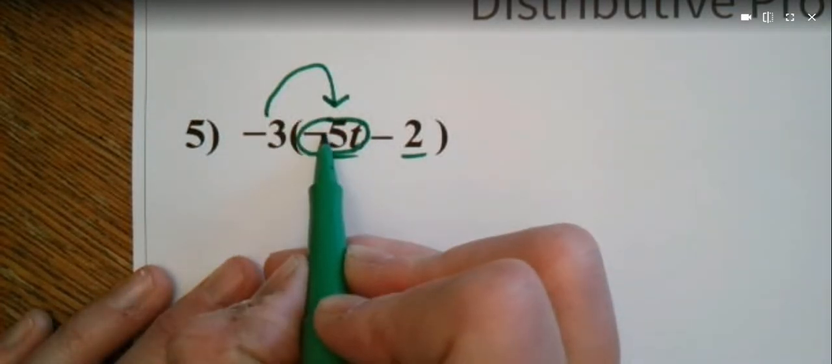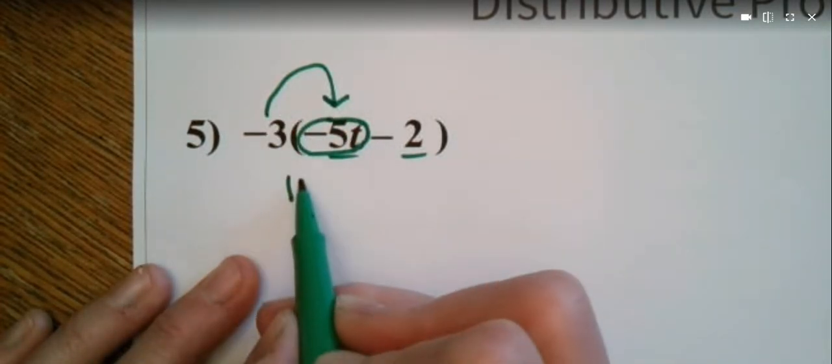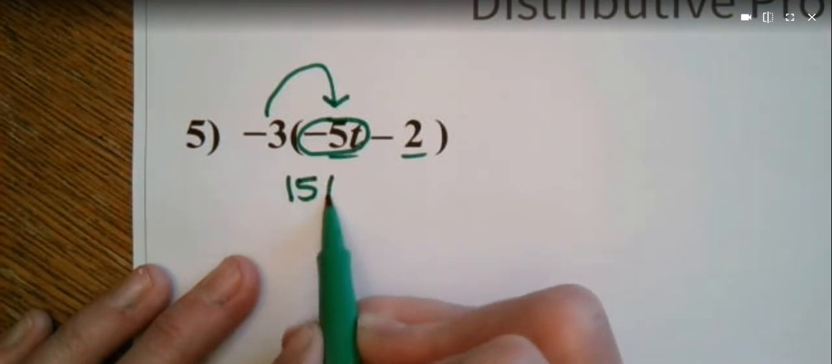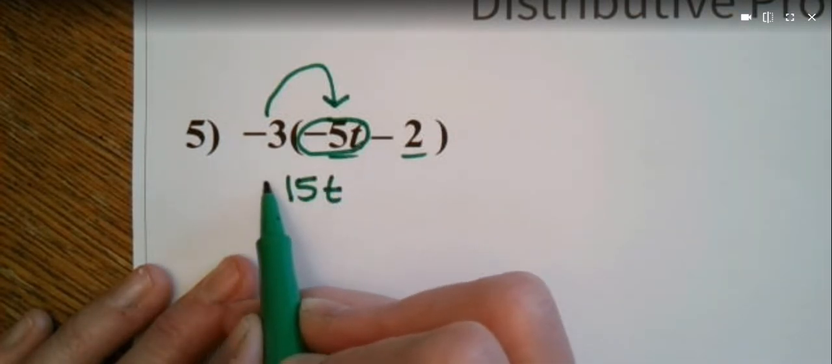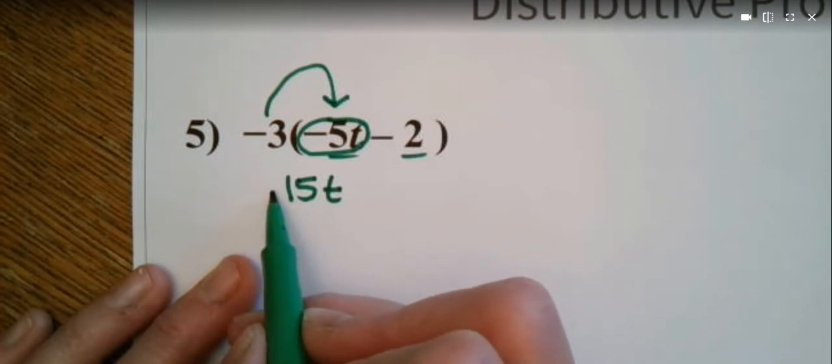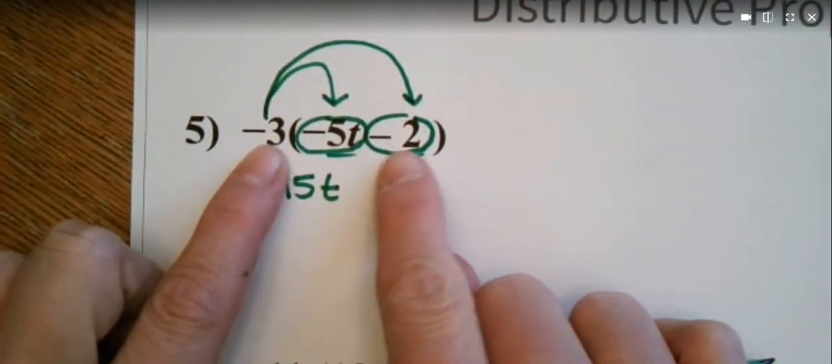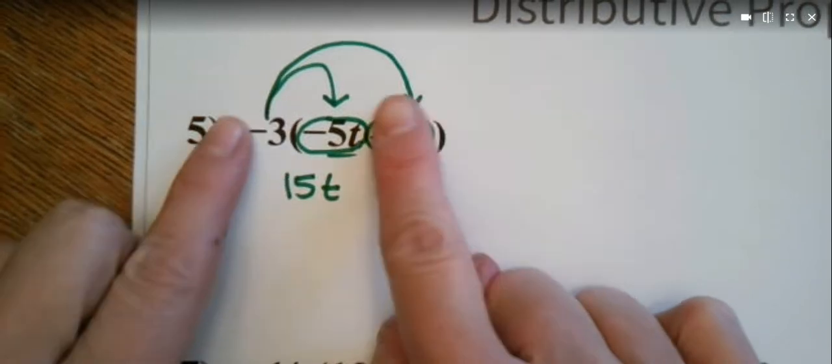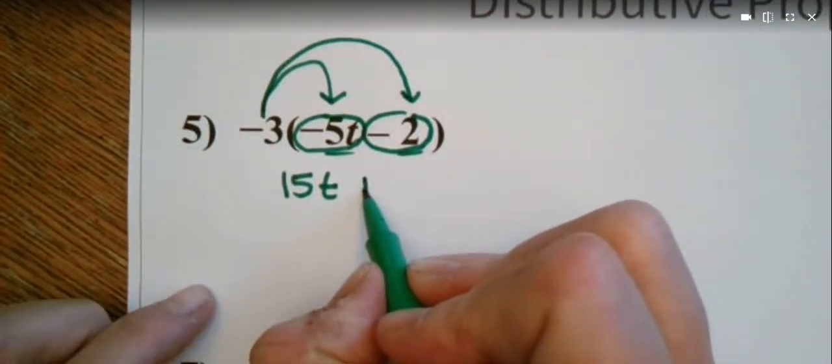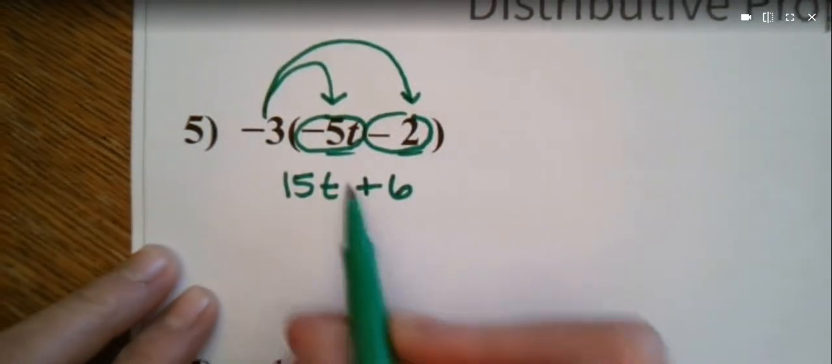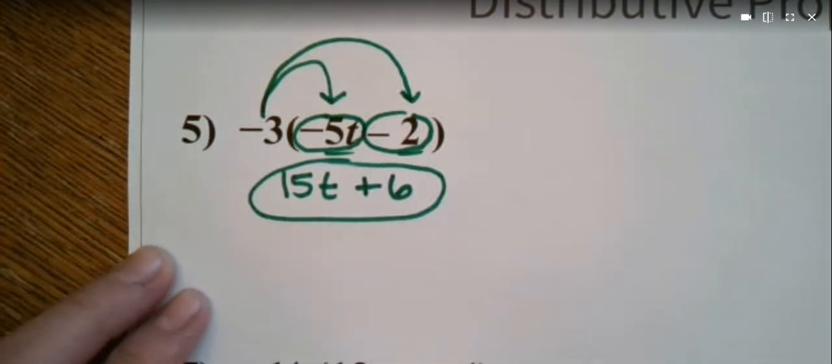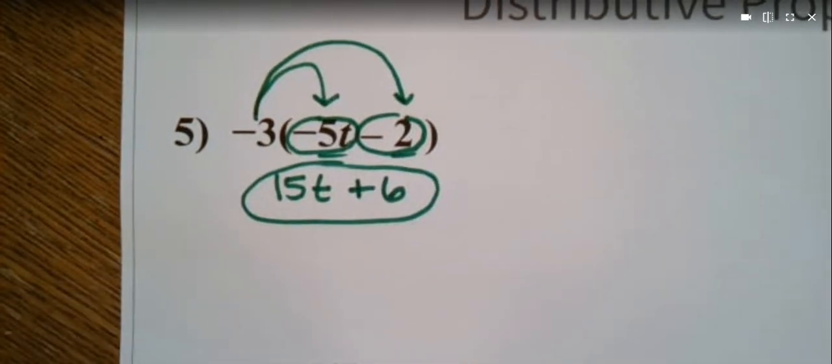Negative 3 times negative 5, the signs agree, so positive 15 times t. I don't need an operation symbol in front because if there's nothing in front, it's assumed to be positive. Now I have negative 3 times negative 2. Signs agree, positive 6. I look at the order to be sure it's in the professional way, and it sure is. There I have 15t plus 6.